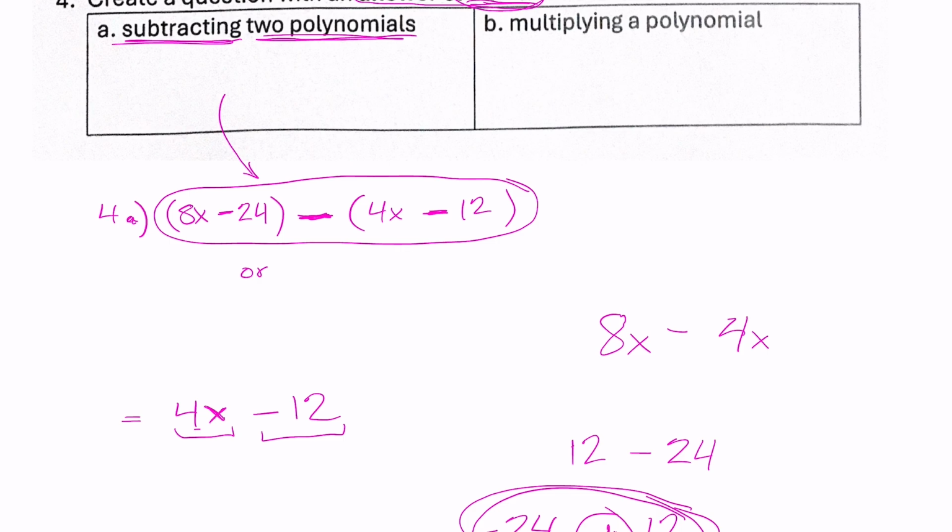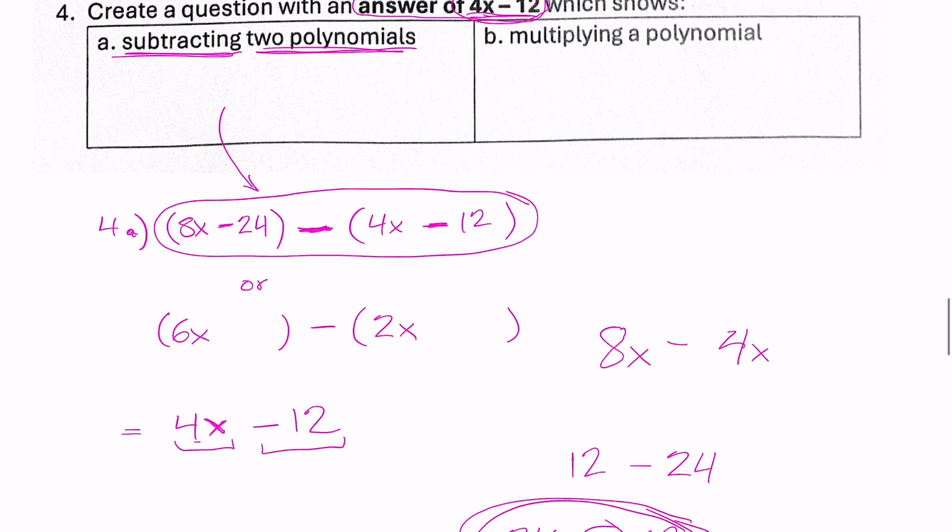Or you could have more. The ways of getting 4x are not just limited to 8x minus 4x. I could have done something like 6x and 2x. When those two are subtracted, I still get 4x. And here I could have done two different numbers that give negative 12. I could have done negative 6, take away positive 6. So that would mean negative 6 minus 6, that would also give negative 12. So both of these provide that answer.